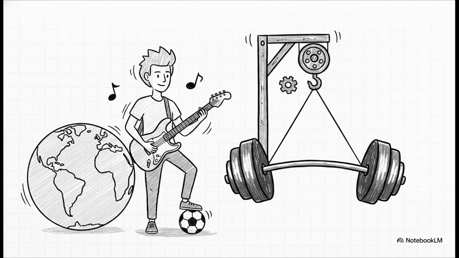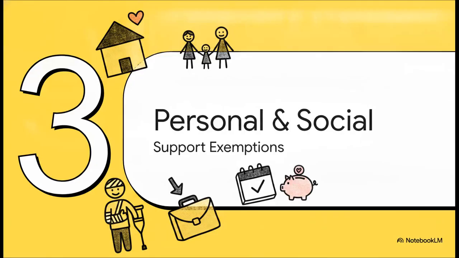Imagine a huge international musician flying in to play a massive stadium tour in Cape Town. The logic here is so elegantly simple. Their earnings are exempt from normal tax precisely because they are subject to a final withholding tax mechanism under Sections 47A to 47K. The exemption kicks in specifically because the withholding tax has already done all the heavy lifting of tax collection. Next up, Section 3, personal and social support exemptions.